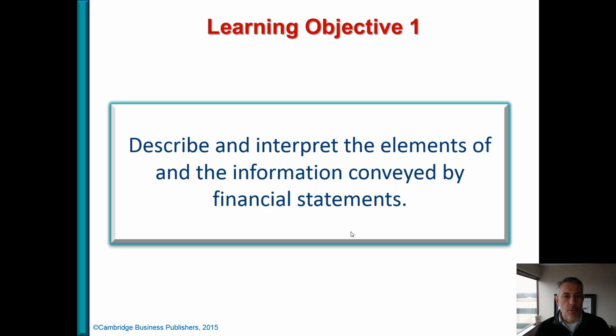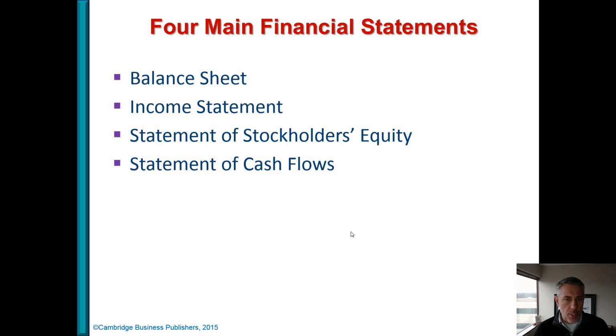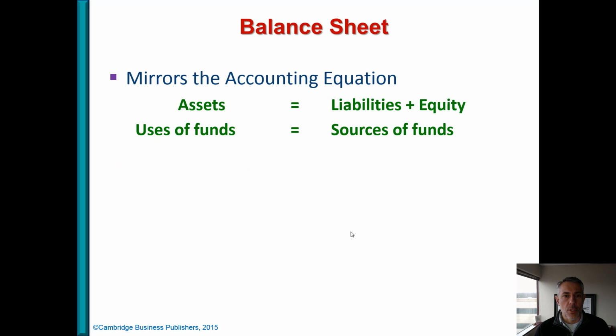The first learning objective in the module is a review of the financial statements: income statement, balance sheet, statement of stockholders' equity, and the statement of cash flows. The only one of these we didn't touch on in Module 1 was the statement of cash flows. We briefly identified the three major sections, but we're going to go a little bit deeper today. And again, this material should be familiar. This is covered in the prerequisites, but we want to make sure that we have a common understanding and foundation from which to build on for the rest of the semester.